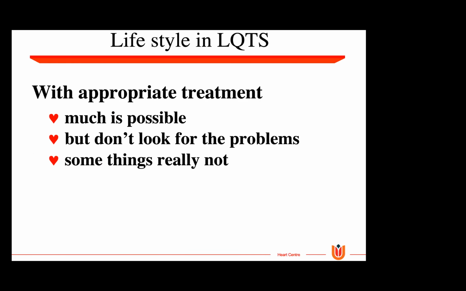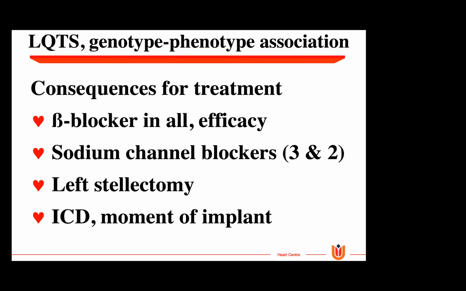Having said all this, I think at the same time it should be emphasized that with appropriate treatment, much is possible. But I think if you live wisely and don't look for the problems, then probably you can have a virtually normal life. But some things should really be avoided, and that might, as I have mentioned, be determined by the genotype that is involved in your family. All this has consequences for treatment, but I already mentioned that will be discussed later in this seminar.